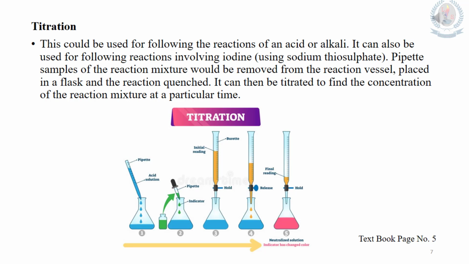First, we have to pipette the samples of the reaction mixture removed from the reaction vessel, placed in a flask and the reaction quenched. It can then be titrated to find out the concentration of the reaction mixture at a particular time. Then we can find out the rate of reaction.